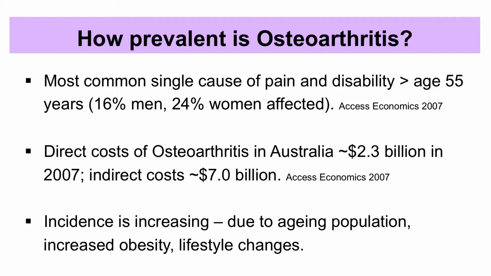So how prevalent is osteoarthritis in our population? That is Australia. It is the most common single cause of pain and disability in individuals aged greater than 50 years. And you can see up there how it's more prevalent in women than men. And you can also see listed there the direct costs and indirect costs of osteoarthritis in Australia are quite high. And the incidence of this type of age-related disease is increasing because the population is aging, as well as we have a significant amount of obesity, which is a risk factor for progression of osteoarthritis, and also some of our lifestyle habits such as inactivity.